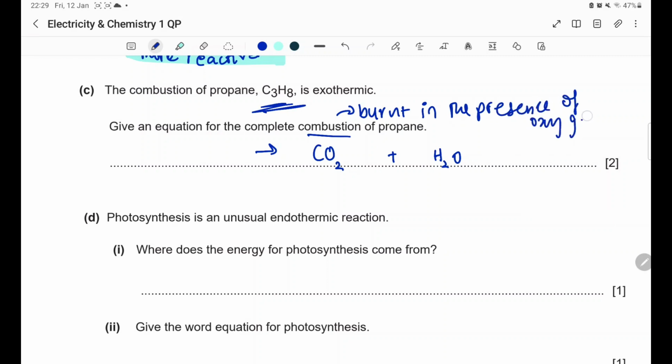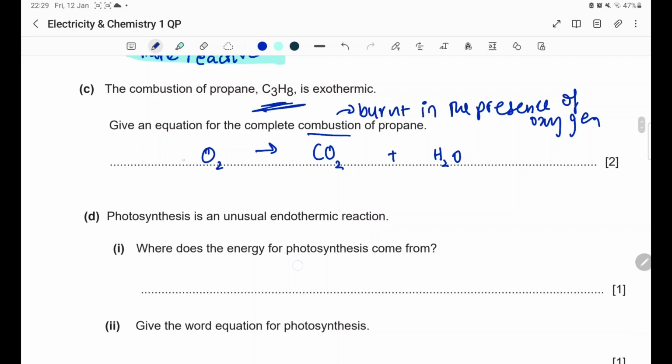So you're obviously going to have oxygen as a reactant. And what is being burned in the presence of oxygen? Propane. Now, that is your 1 mark. Your 2nd mark is going to be for your balancing.